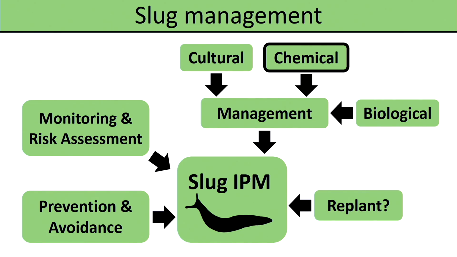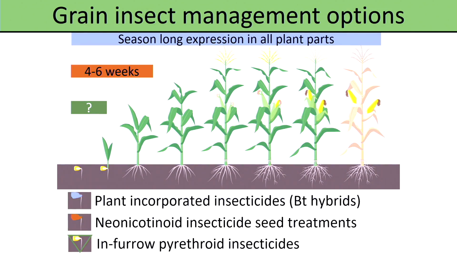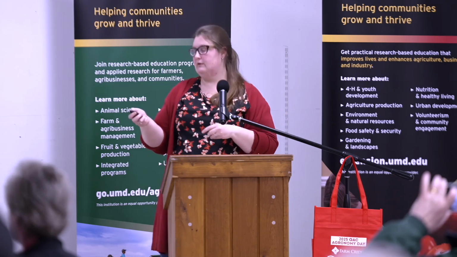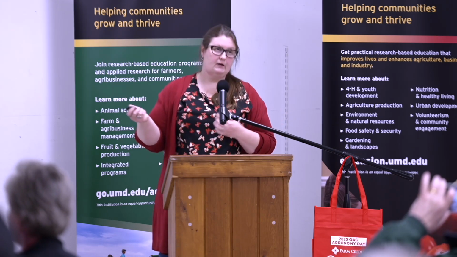In terms of chemical management, we have lots of grain insect pest management options, things that we can do to manage insect pests. So we have the BT plant incorporated hybrids that control caterpillars and some beetles. We have the neonicotinoid insecticide seed treatments that are going to control grubs and wireworms and also travel through the plant and control some above ground caterpillars and feeders. And then we can also potentially use in furrow at planting pyrethroid insecticides that also are covering insects.